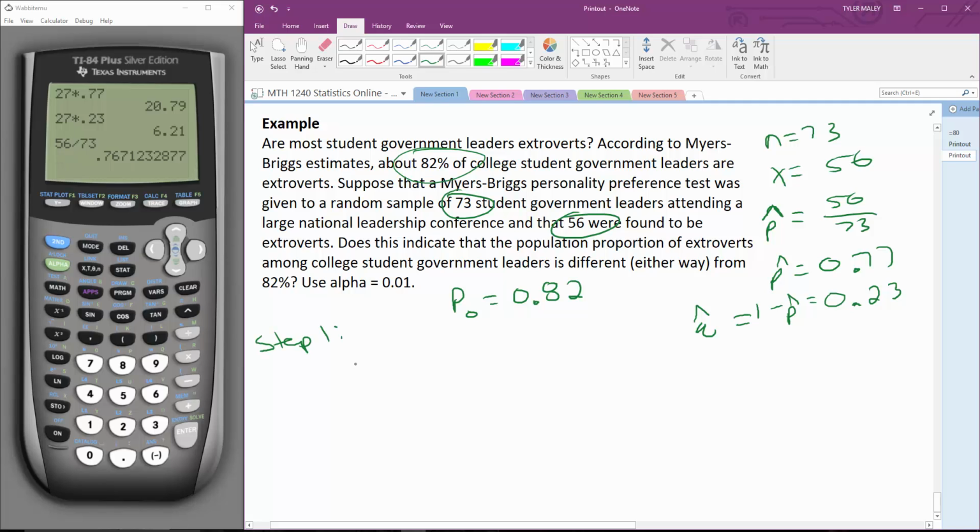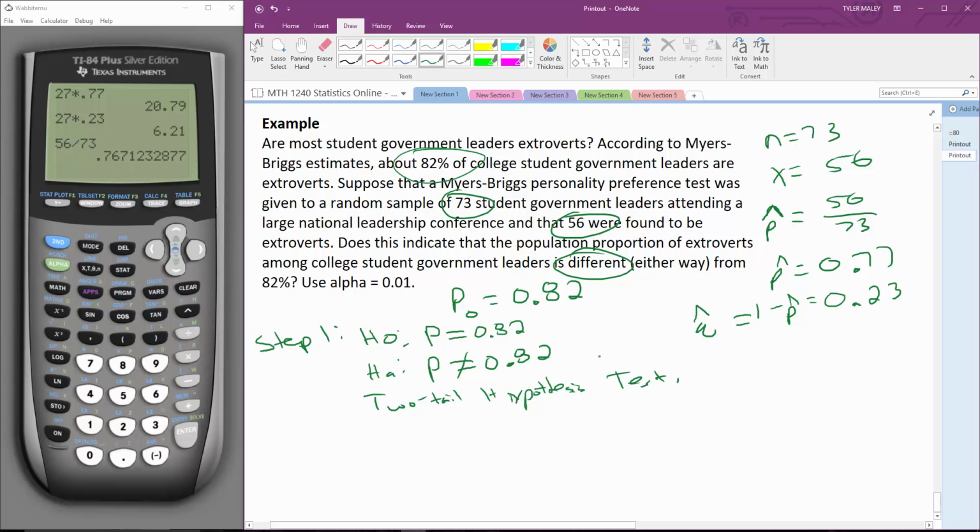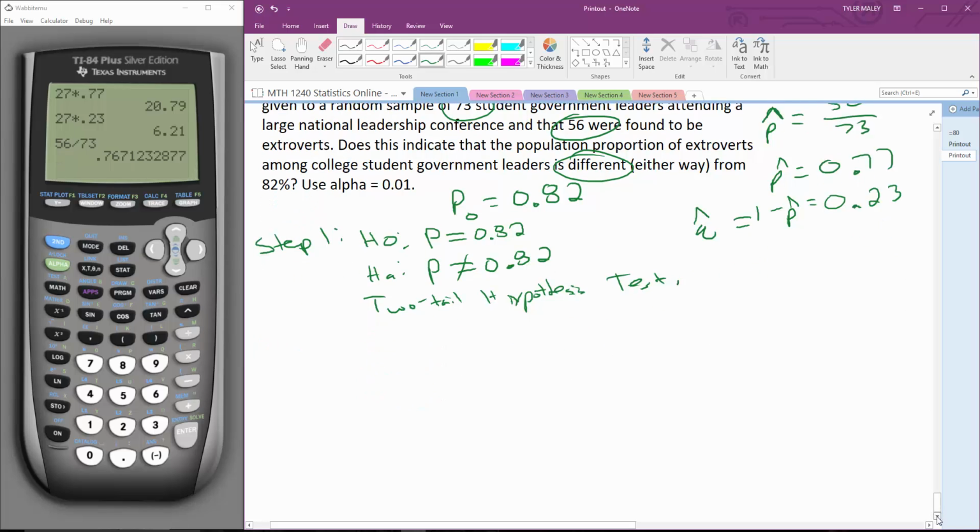Step one is identifying the null hypothesis and the alternate hypothesis. The null hypothesis is that my population parameter p is equal to 0.82. We don't know; we're trying to see if there is evidence that suggests otherwise. And my alternate hypothesis, since we're testing for different, is that p is not equal to 0.82. So this is going to be a two-tailed hypothesis test. Then we go to step 2.